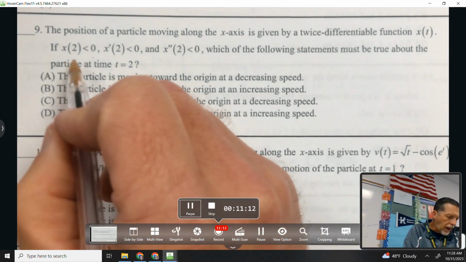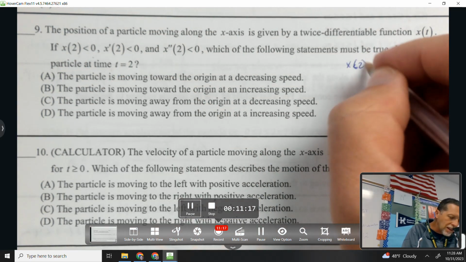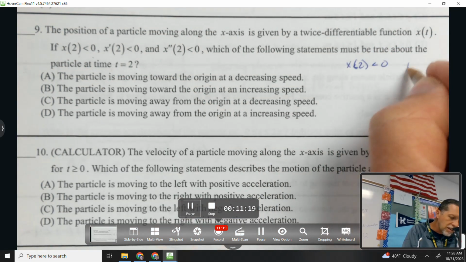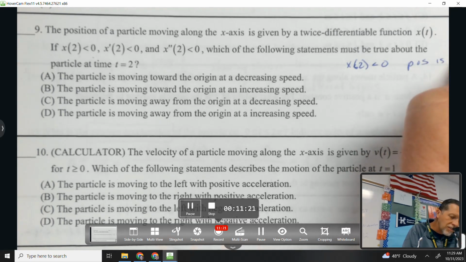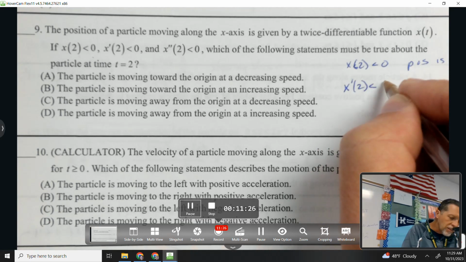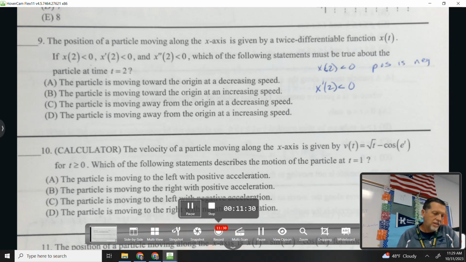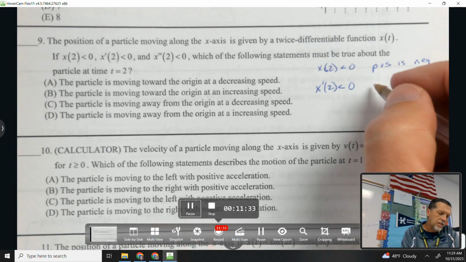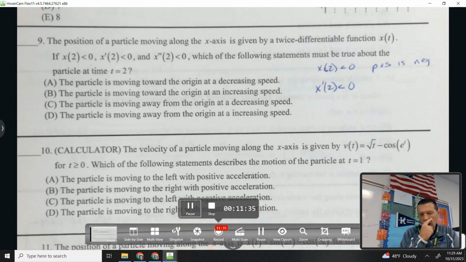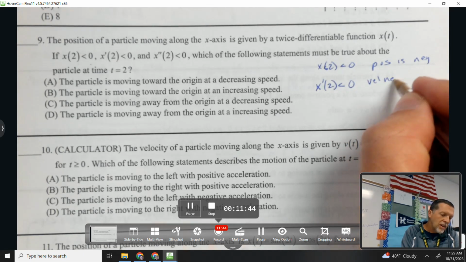Okay, x of 2 is less than 0. So what does that mean? It means the position is negative. x prime of 2 is less than 0. What does that mean? Okay, it could mean the slope is decreasing. No, not the slope is decreasing, but the slope is negative. But it also means the velocity is negative, which means we're moving left.